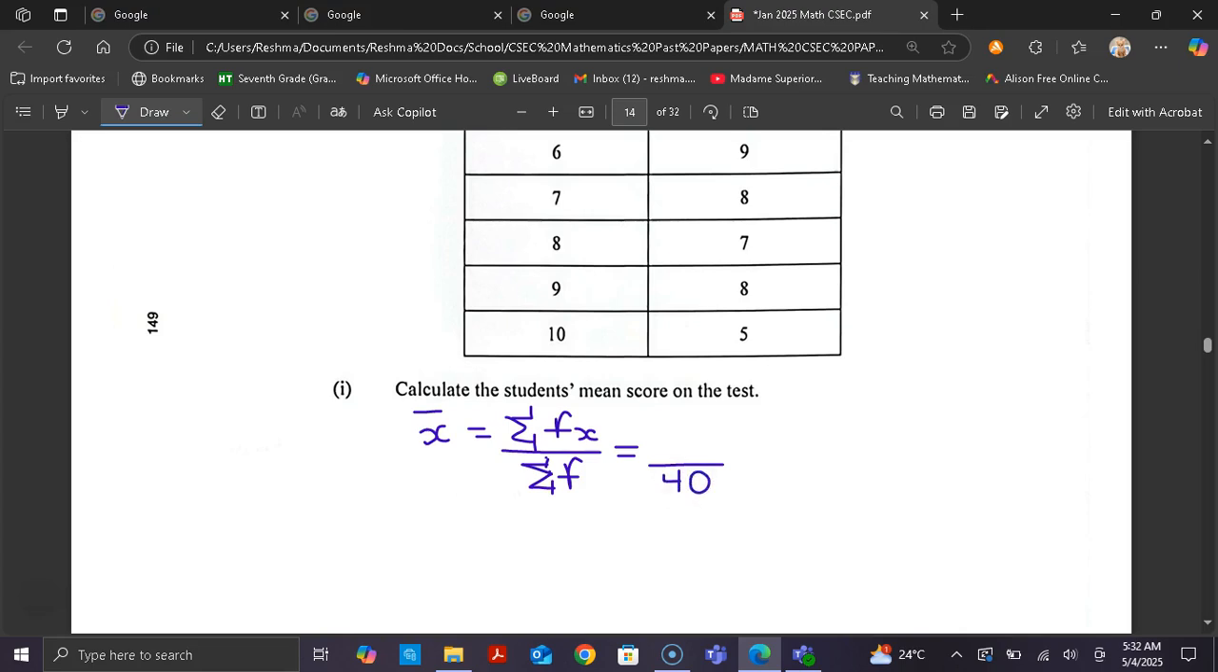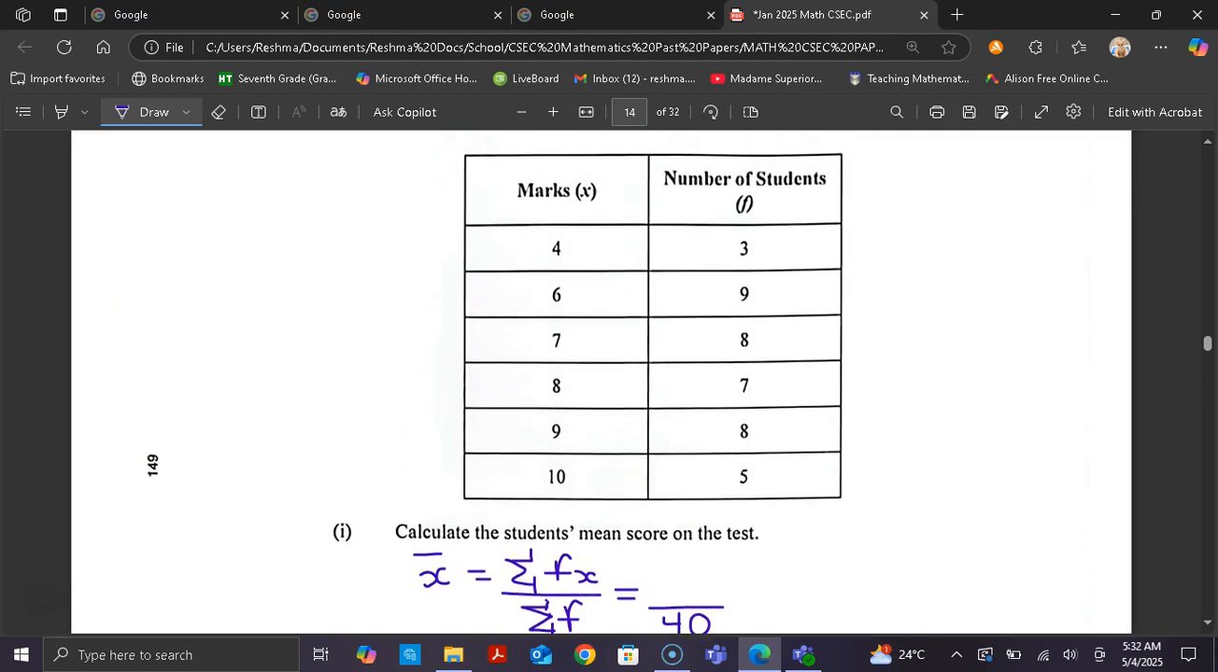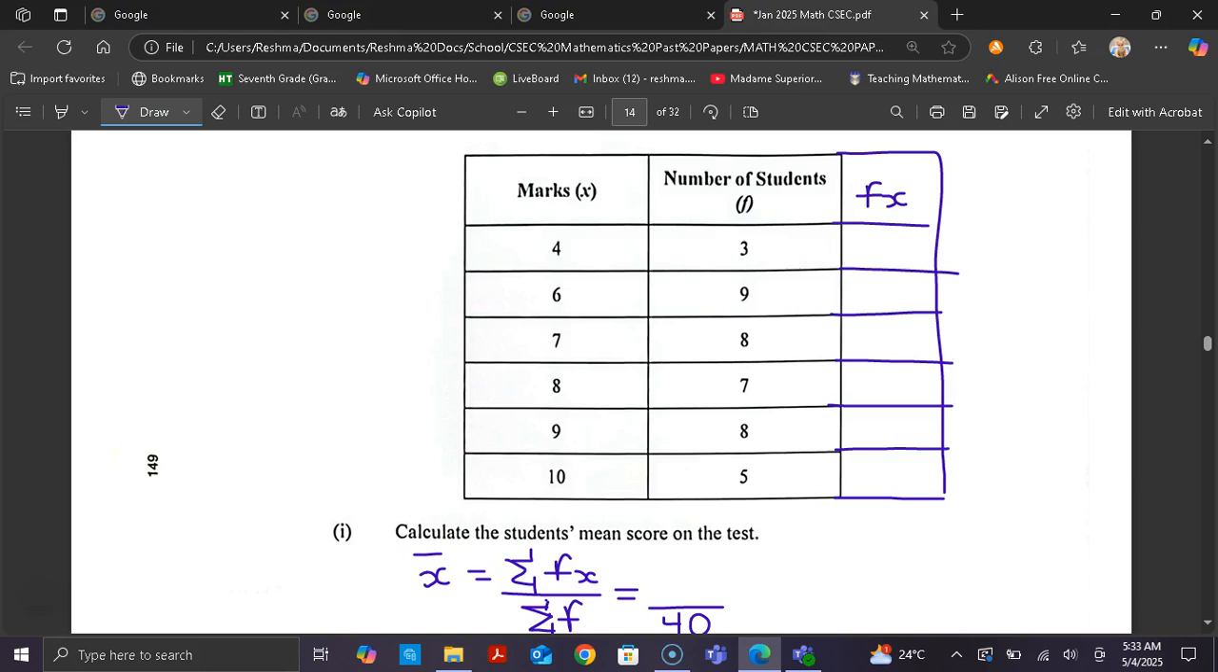So sigma fx, let's calculate this. So I'm going to add a column to the table, f by x, okay? All right, so f by x, we just multiply the values x, of course, by f. So 4 times 3, 12, 6 by 9, 54, 7 by 8, 56, 9 by 8, 72, and 10 fives are 50.